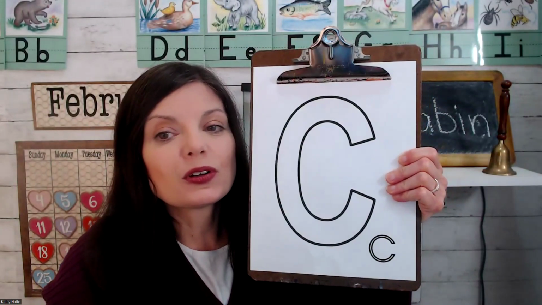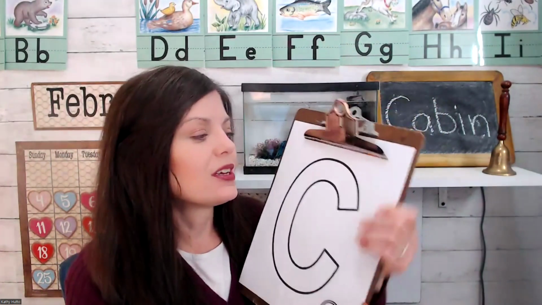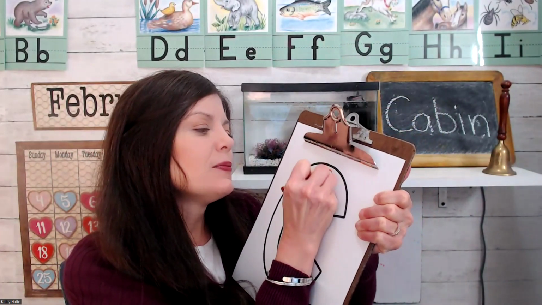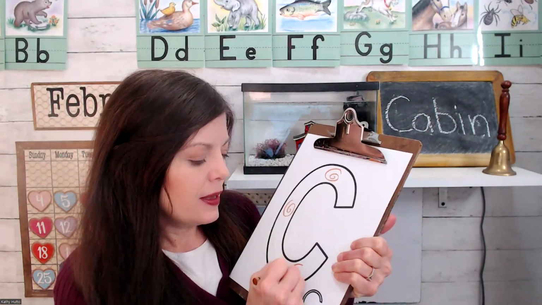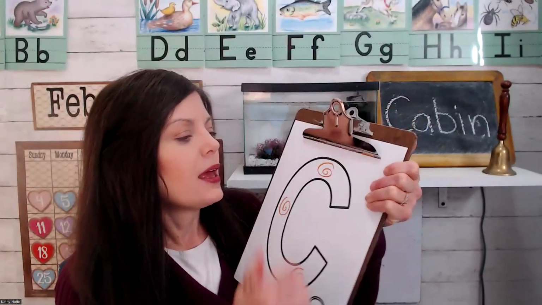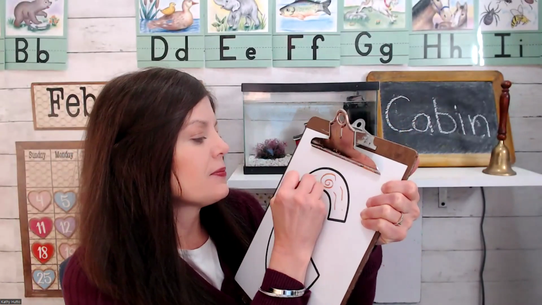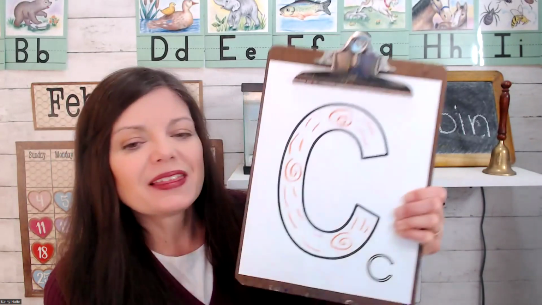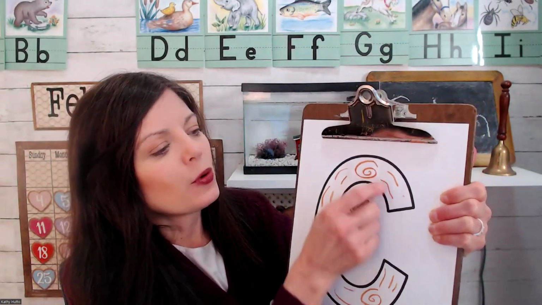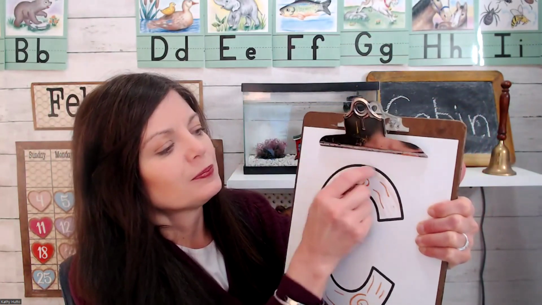Well, it is time for us to decorate our letter. We're going to make our letter look like wood, just like the cabin is made out of wood. So the first thing we're going to do is add some knot holes. If you've ever seen wood, you've probably noticed there are some swirly things in the wood, and those are called knot holes. I'm also going to add some lines just here and there all over my letter C to make this look a little more like wood. And then I'm going to color the whole thing brown.